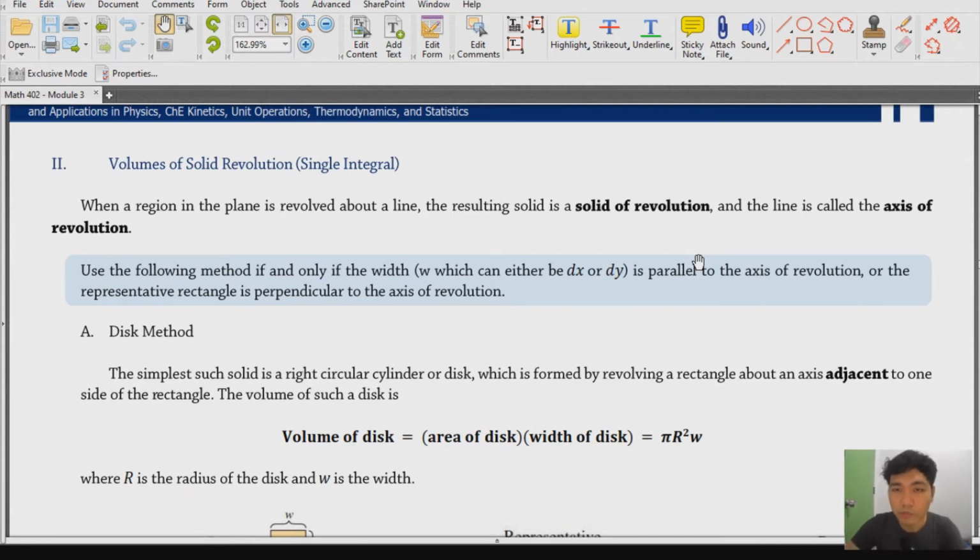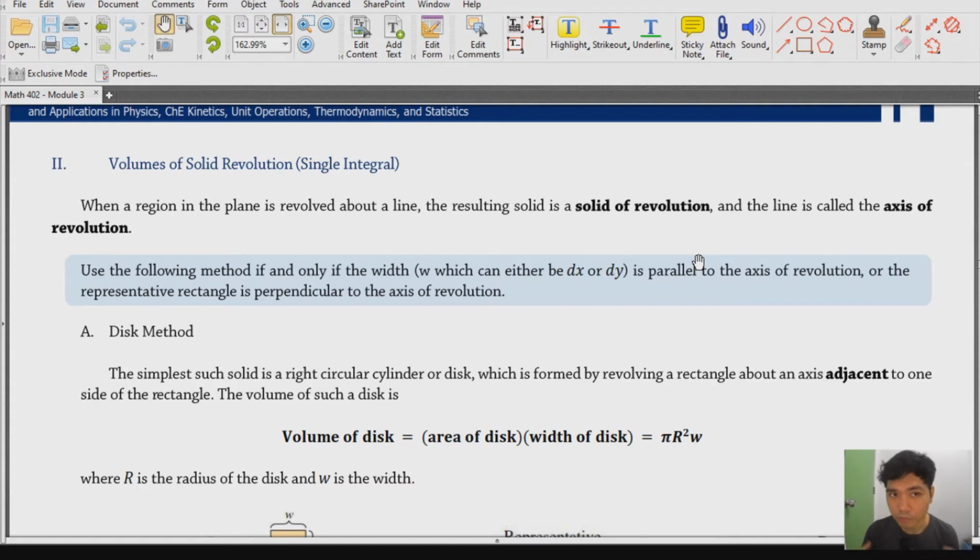So when we say volume of solid revolution, it only means na we have an area and then we're trying to rotate that on an axis or probably a certain line, and we call that the axis of revolution. So ganun lang ginagawa natin. And we actually have two methods that we employ in this volume of solid revolution. So we have disk method and then the shell method. So unahin natin muna yung disk method.